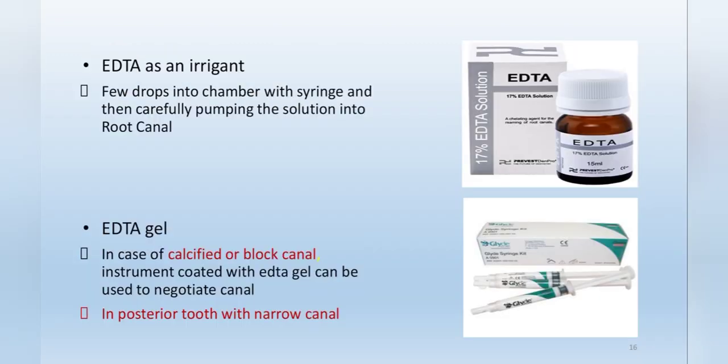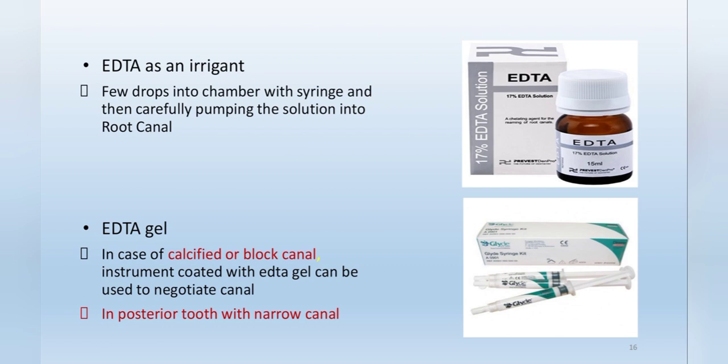You can remember EDTA is an inorganic solvent. If EDTA is used in liquid form as an irrigant, put a few drops into the chamber with a syringe and then carefully pump the solution into the root canal. And in case of EDTA gel, in case of a calcified or blocked canal, an instrument coated with EDTA gel can be used to negotiate the canal. In case of irrigation, you have to use liquid EDTA, and in case of negotiation of a calcified or blocked canal, you have to use EDTA gel.